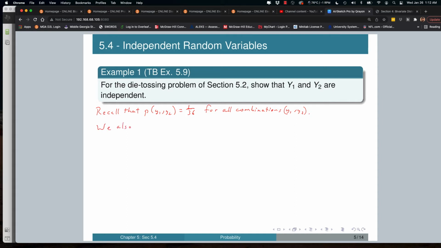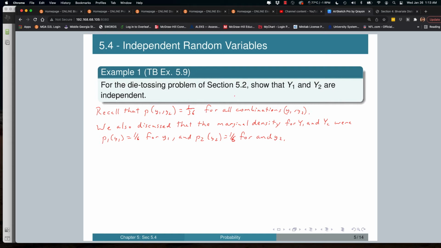So we also discussed that the marginal density, I should just say marginal density here, for the random variables y sub 1 and y sub 2 were p sub 1 of y sub 1 was equal to 1 out of 6, for any y sub 1 value that we chose, and p sub 2 of y sub 2 was also equal to 1 over 6 for any y sub 2 value we chose, right?